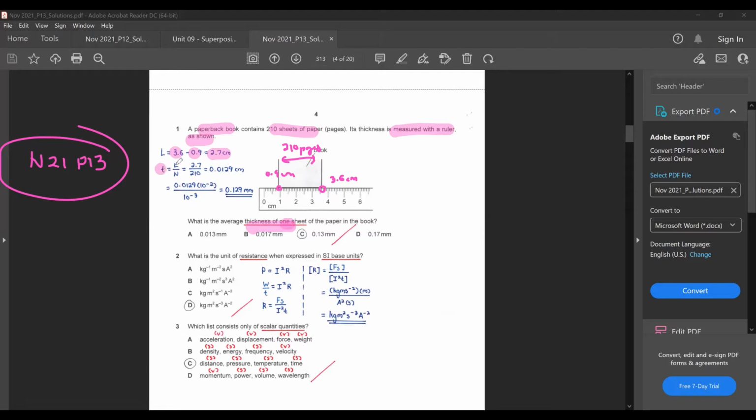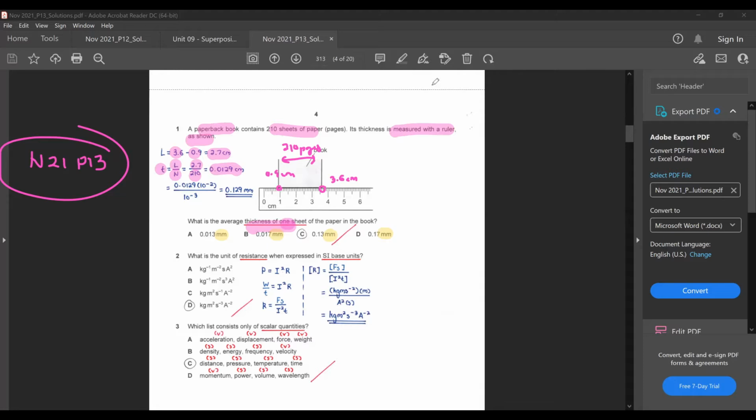So thickness is the length divided by number of pages, which is 2.7 divided by 210. You're going to get 0.0129 centimeter. But they want the answers in millimeter. So you have to do some conversions here.